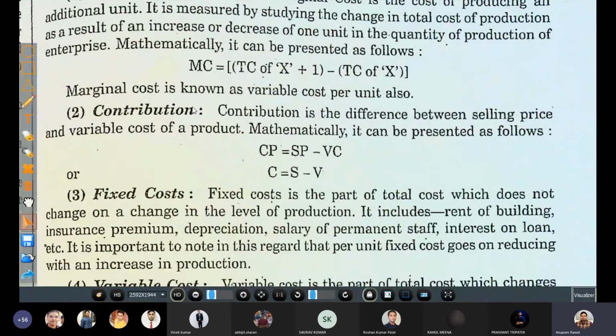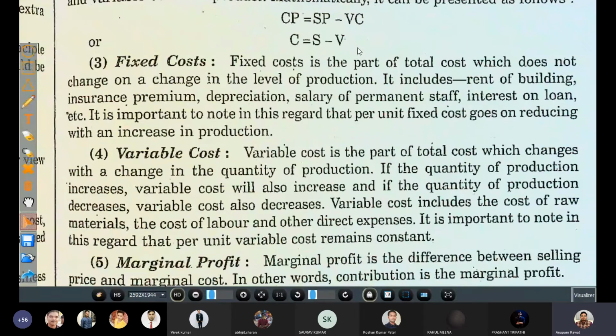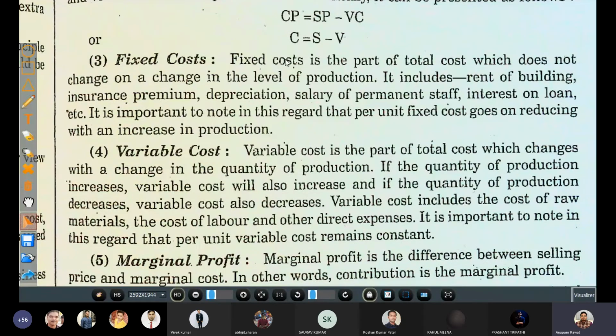Contribution is the difference between the selling price and variable cost of the product. So selling price minus variable cost, that is the contribution. Fixed cost is the part of the total cost which does not change with a change in the level of production. It includes the rental of the building, insurance premium, depreciation, salaries of the permanent staff, and interest on the loan.